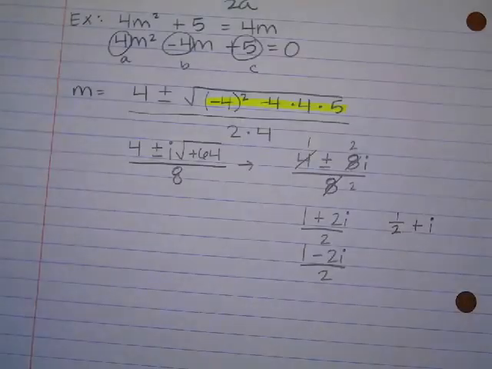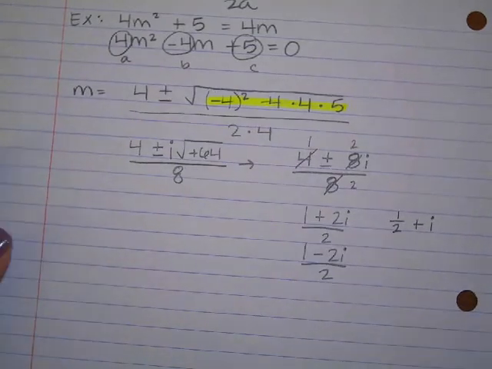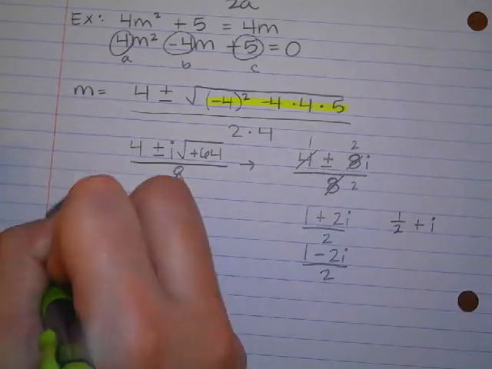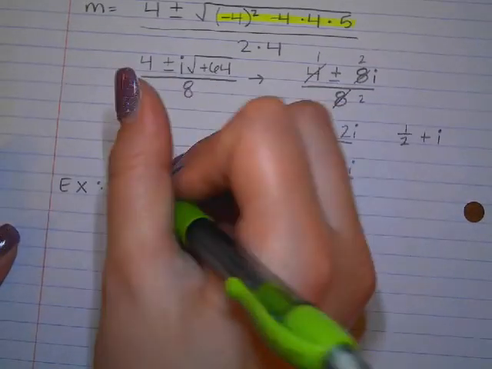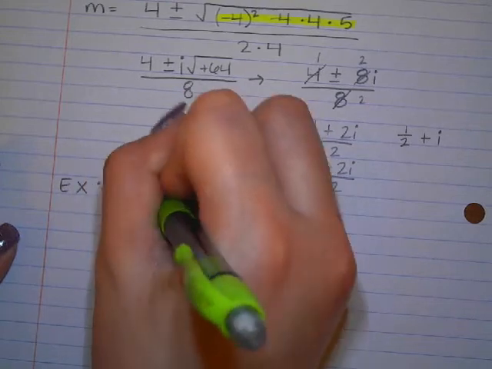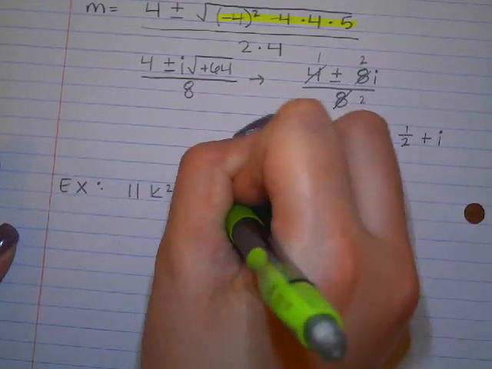Let's go ahead and do one more because I want to make you plug some in your calculator all the way through. So for this one, we're going to do 11k squared equals 17.